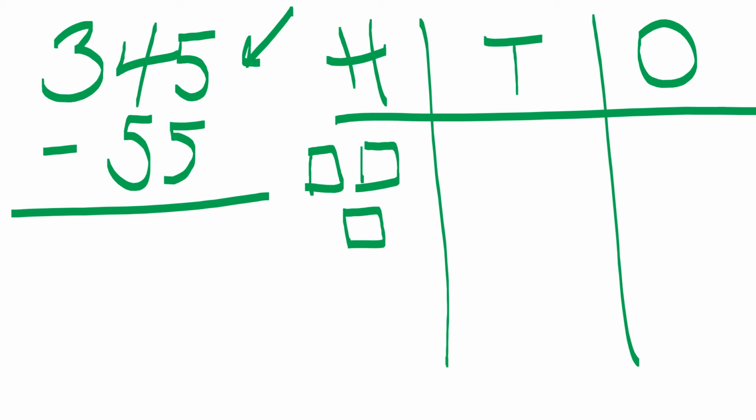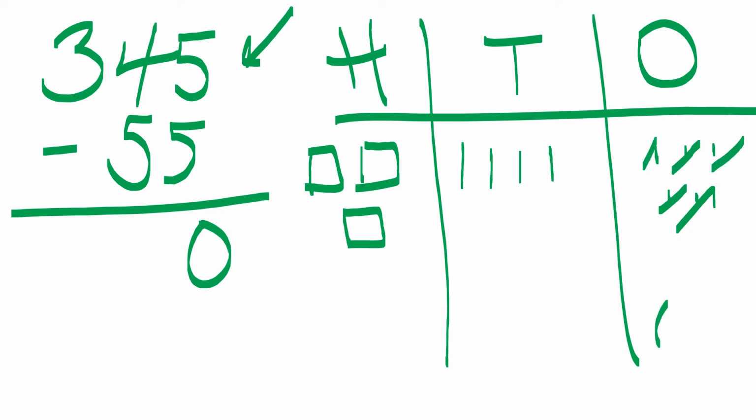So 340 and 5. Now I'm ready to get started here. So I see 5 minus 5, and I know that 5 subtracted by 5 is 0. 1, 2, 3, 4, 5. I'm left with 0. But now I have to subtract 5 from 4, which I can't do. So I'm going to break apart one of my hundreds.